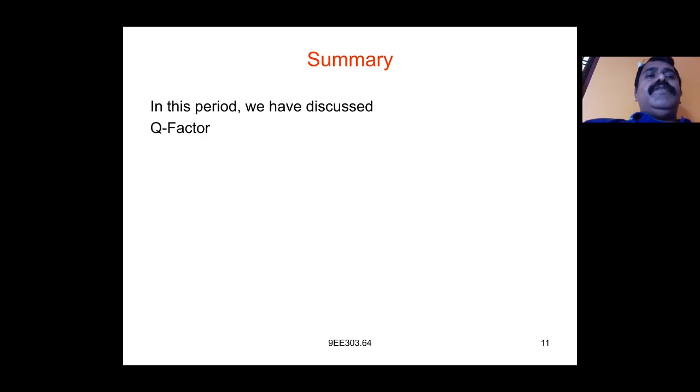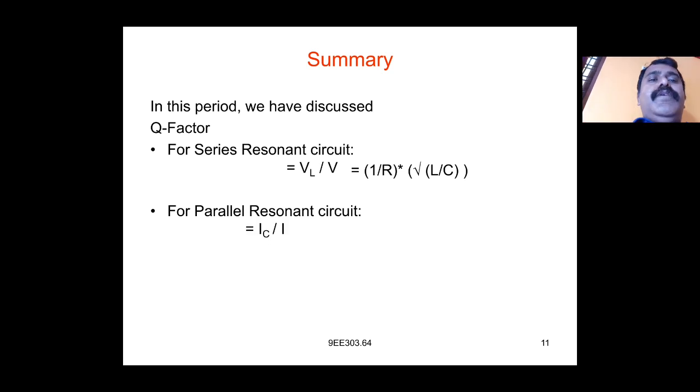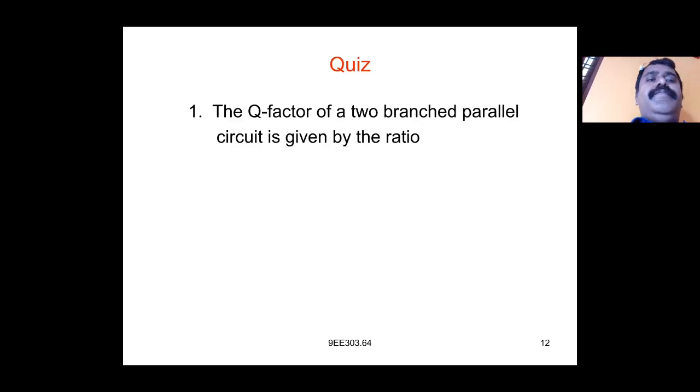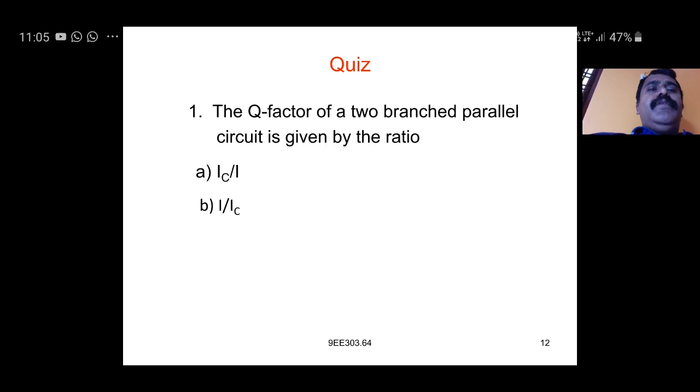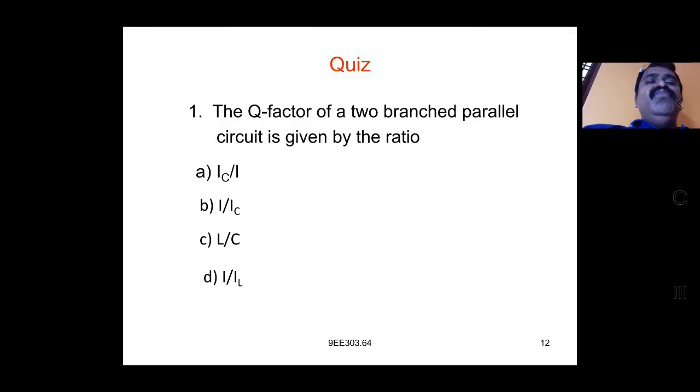So in this period we have discussed the Q factor for the series resonance circuit, VL by V, which is 1 by R under root L by C. Again for the parallel resonance circuit, IC by I, which is 1 by R under root L by C. The Q factor of the two branch parallel circuit is given by the ratio IC by I, or IL by I.